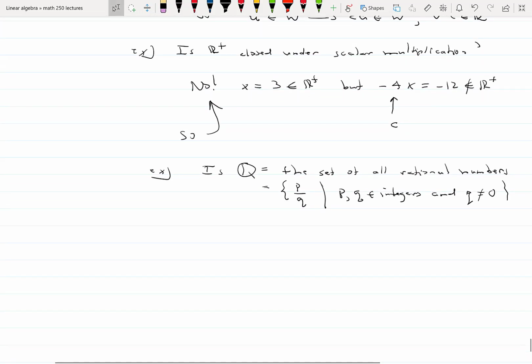Anyways, is Q closed under scalar multiplication? What kind of scalar multiplication? The ordinary scalar multiplication, not a made-up strange one, okay?